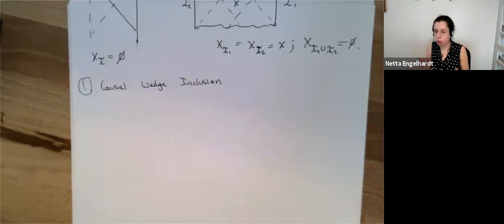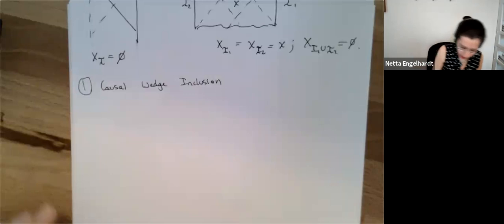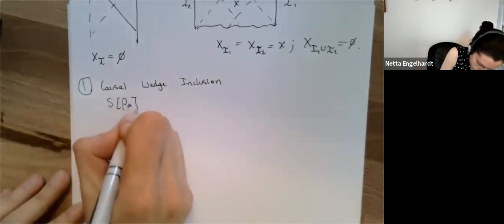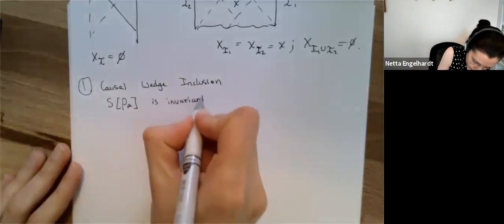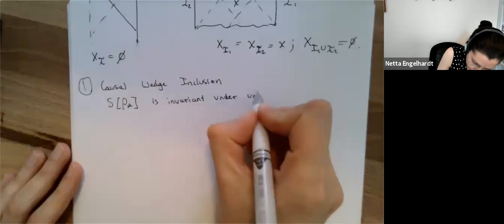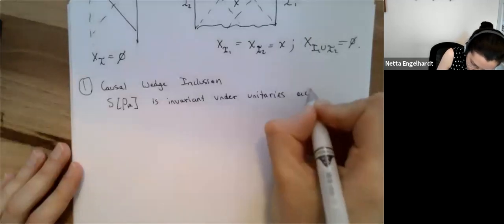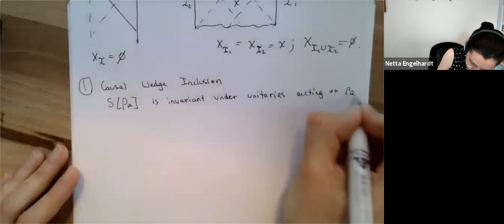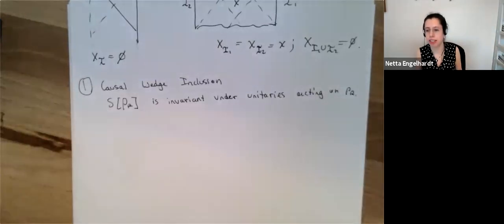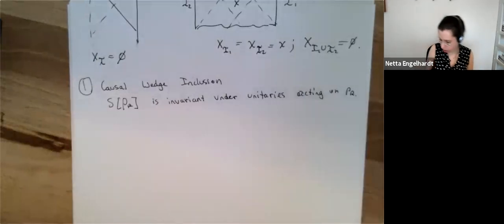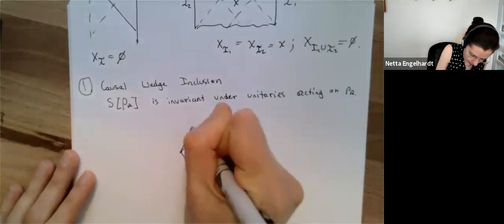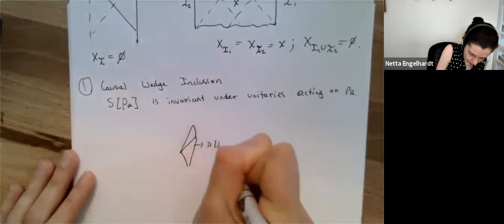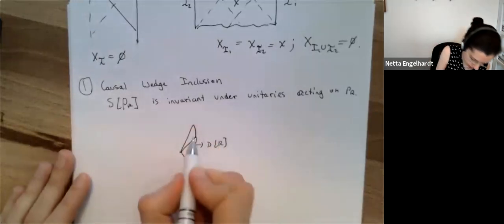So one thing that we know for a fact is true about the von Neumann entropy is that S of rho R is invariant under unitaries acting on rho R, acting exclusively within, that are localized to D of R. So suppose that we were able, so let me draw a picture. This is D of R. And we have some X_R over here.